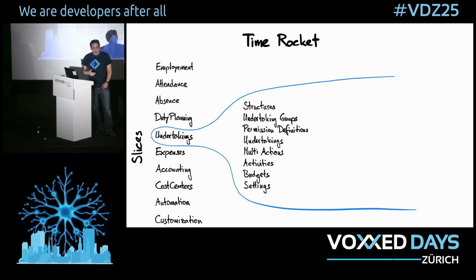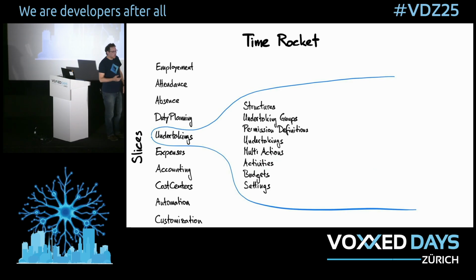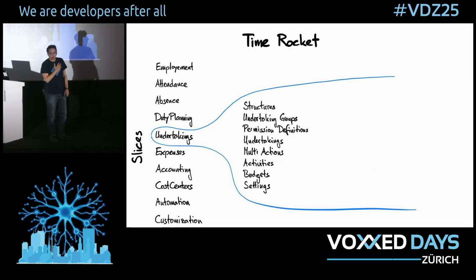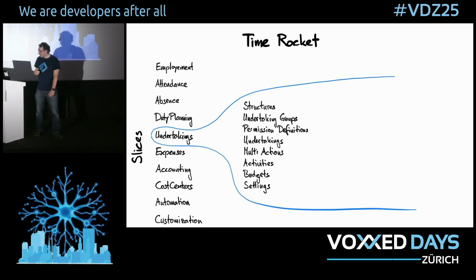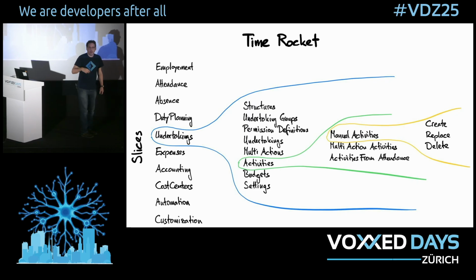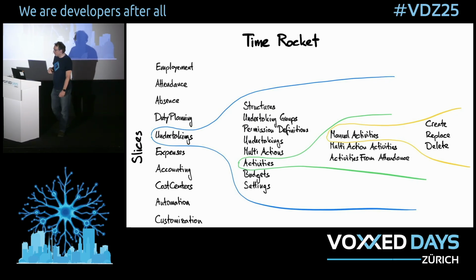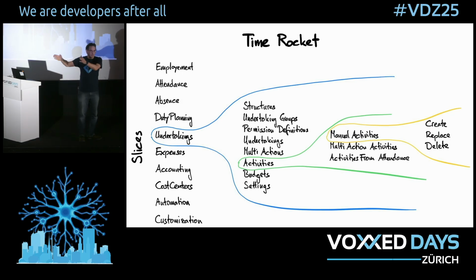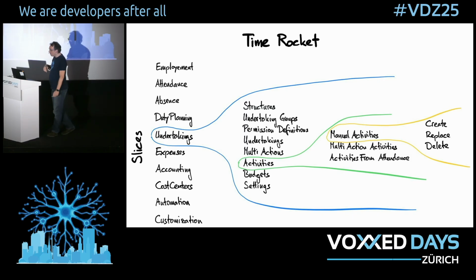And there are activities. These are the actual things you work on. So I hold a presentation from 2 to 3 today. That's my activity. There are budgets, and of course, there are a lot of settings. And when you go in again into the activities, we see we have manual activities, we have multi-action activities, and we have activities from attendance. That's when you say, I always work on the project, just track all my attendance time onto that project. And then we can go in again, manual activities, and see, you can create them, you can replace them, and you can delete them.